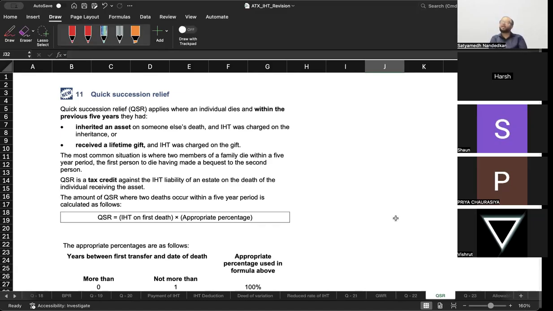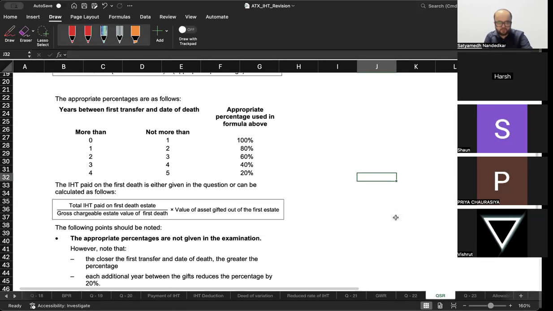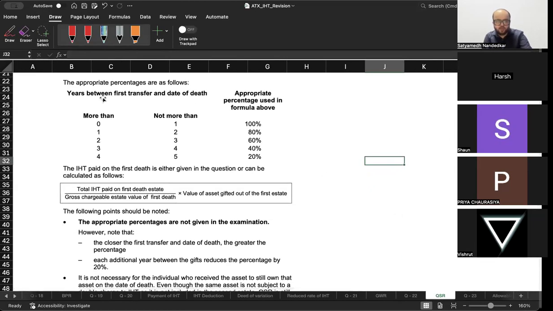अब QSR का फॉर्मूला वेरी सिंपल. QSR is IHT on first death into appropriate percentage. The appropriate percentages are based on years between first transfer and date of death. ठीक है, 0 1, 1 2, 2 3, 3 4, 4 5. अब जितना that gap is less ना, उतना आपका appropriate percentage is high. The farther you move, आपका value keeps on reducing.